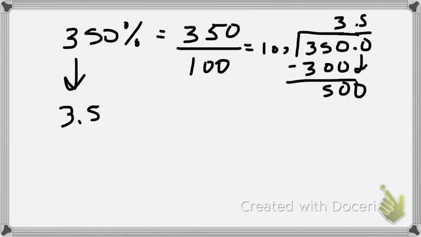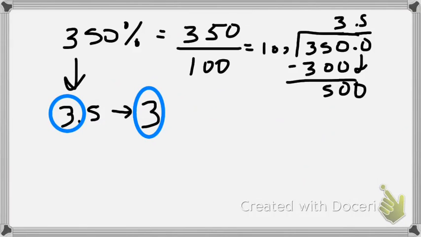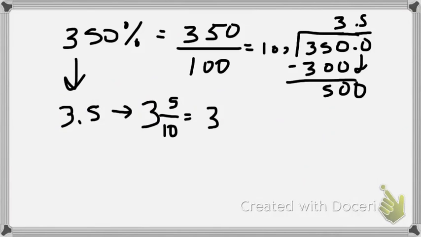Change that to a fraction. Keep my 3 because it's on the left side of the decimal. So just keep that, leave that alone. And I'm going to put 5 over 10 because that's 5/10. Reduce that, I get 3 1/2. Or anything that's 0.5 automatically means half of something, half of 100%. So 350% as a decimal is 3.5, and as a fraction is 3 1/2.